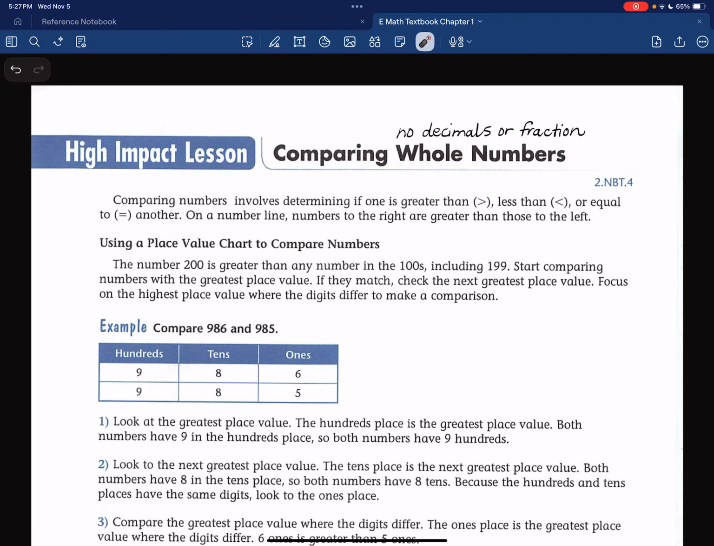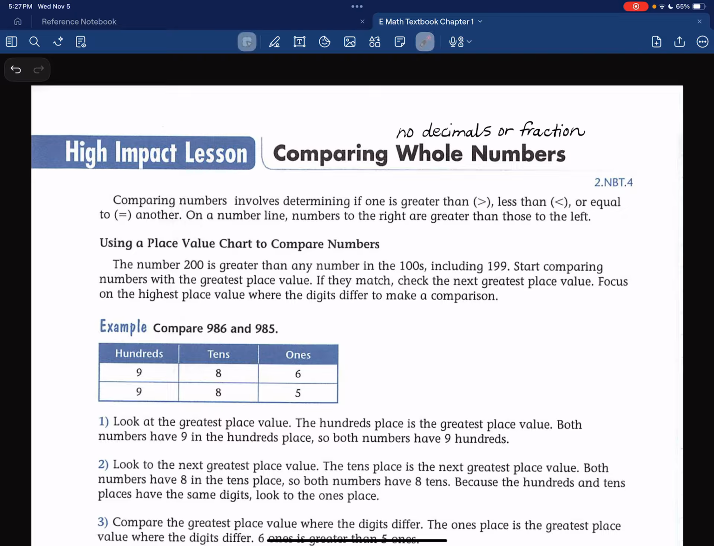Using a place value chart to compare numbers. The number 200 is greater than any number in the 100s, including 199. Start comparing numbers with the greatest place value. If they match, check the next greatest place value. Focus on the highest place value where the digits differ to make a comparison.